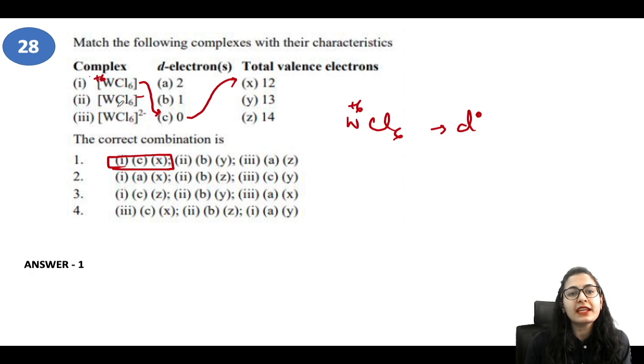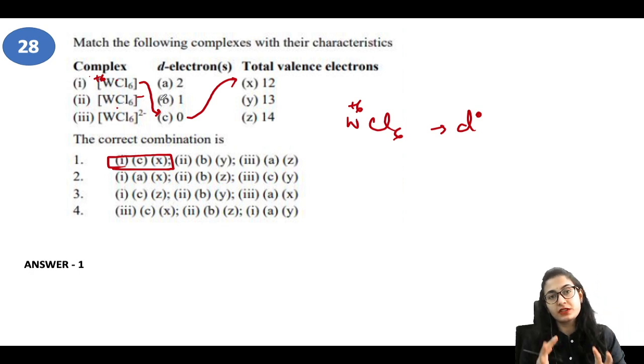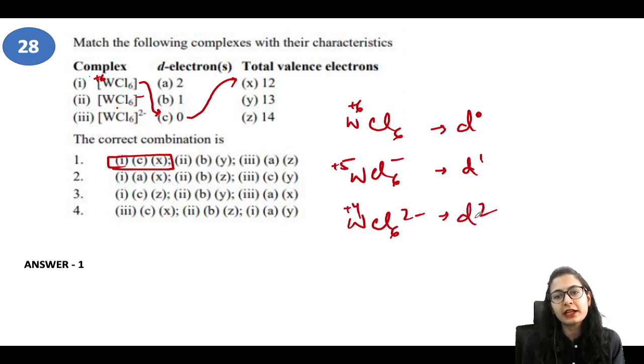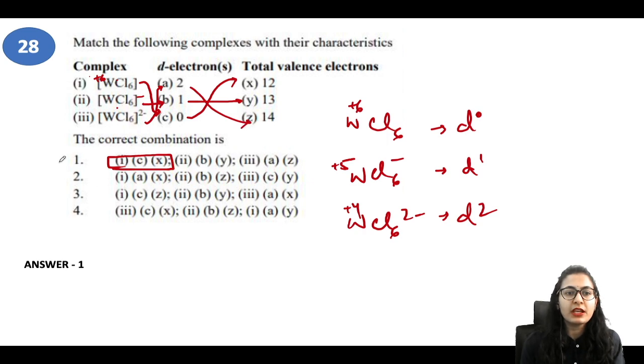Then next, because the oxidation state is now +5, because there is a negative charge over here, this oxidation state is +5, so it will have 1 electron. Then we have WCl6 minus, then this is going to be +4, so it's going to have the 2 electrons, and so on and so forth. So this is going to have 1 electron and it's becoming 13. This is going to have 2 electrons, it becomes 14. So 1 is the correct answer again.